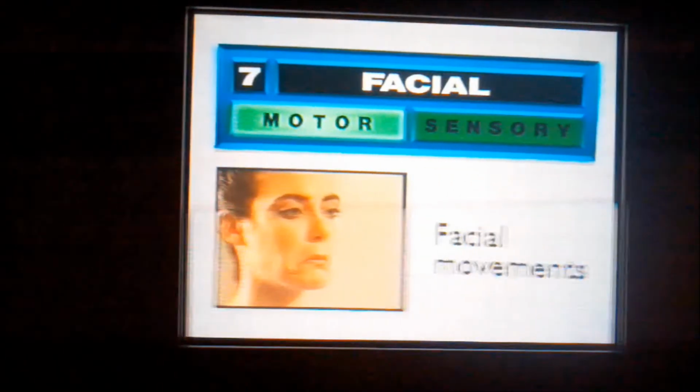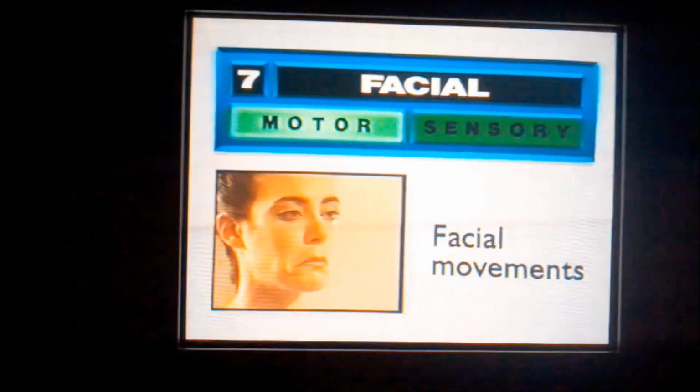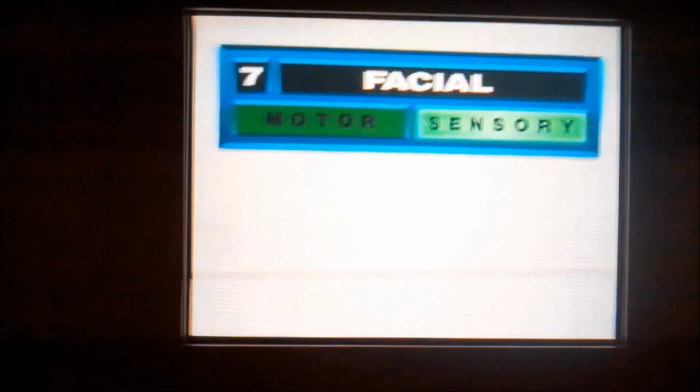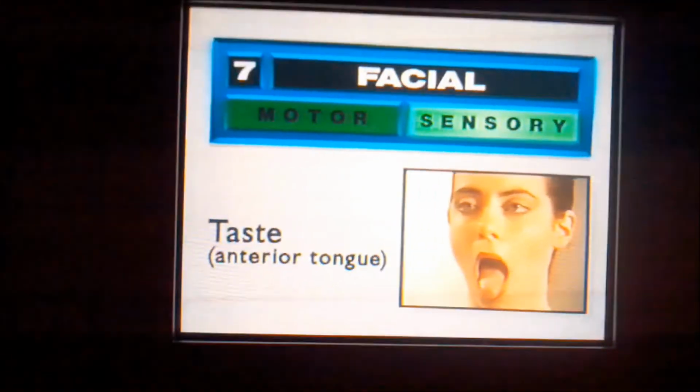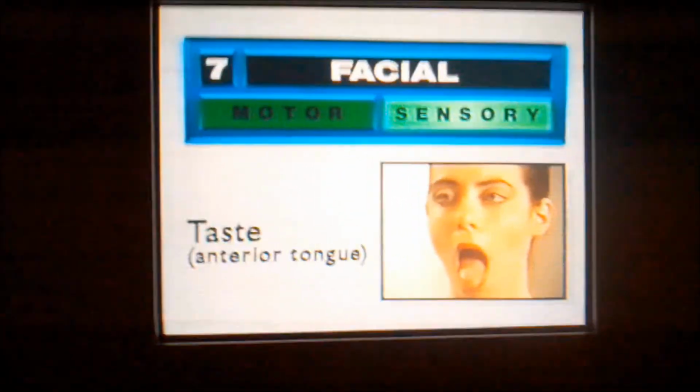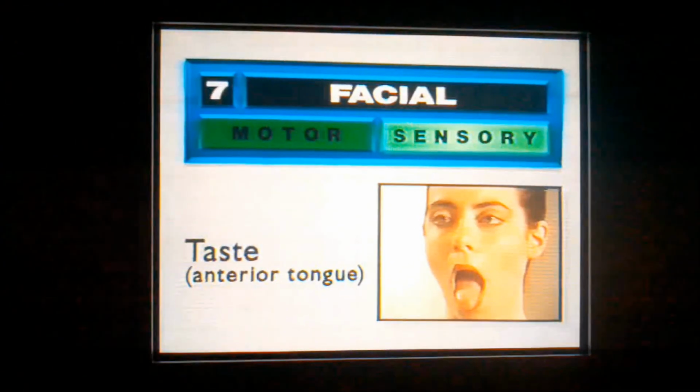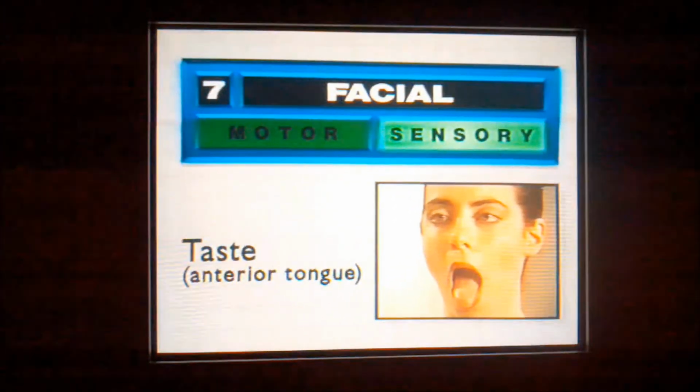Next, assess the seventh cranial or facial nerve. Its motor function is responsible for facial movements. Its sensory function is responsible for taste on the anterior 2/3 of the tongue. However, normally you won't need to assess taste during a routine exam.